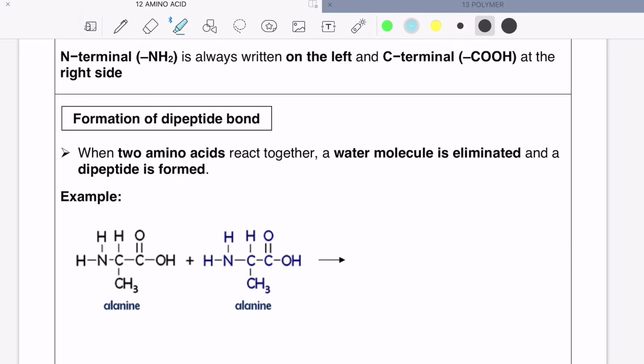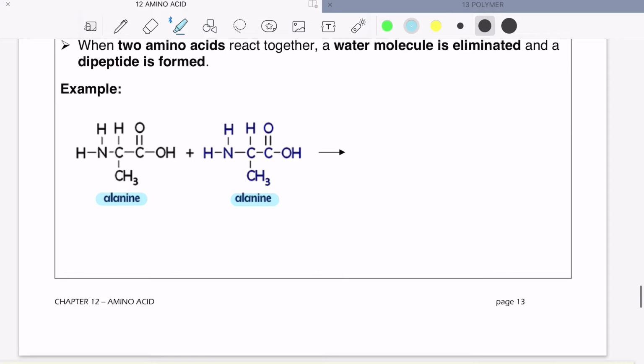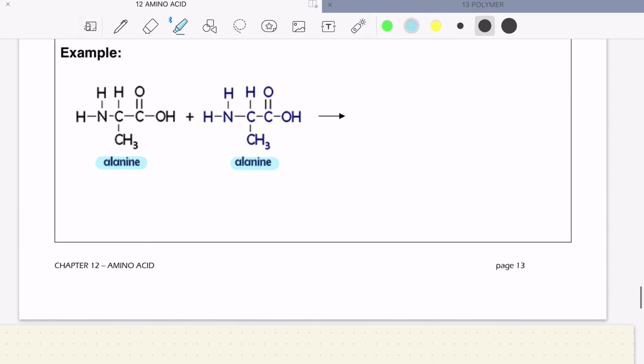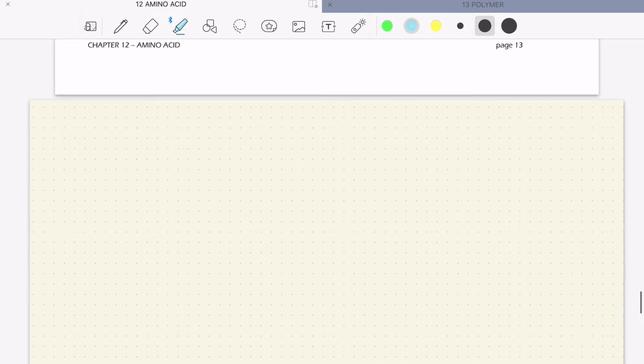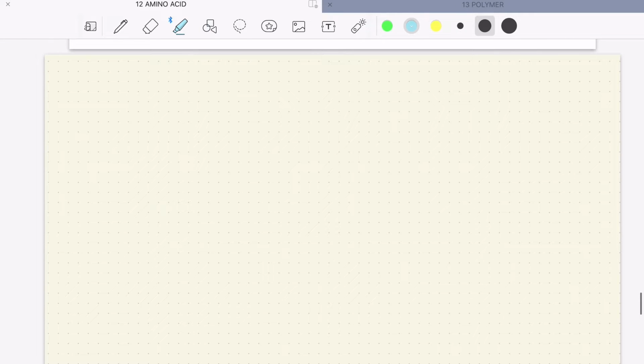We have 2 amino acids. We have alanine, and the second one is the same amino acid, which is alanine. So what is the proper way to illustrate the formation of this peptide bond? I will go directly here and redraw. Now we have 2 amino acids here, which is alanine.